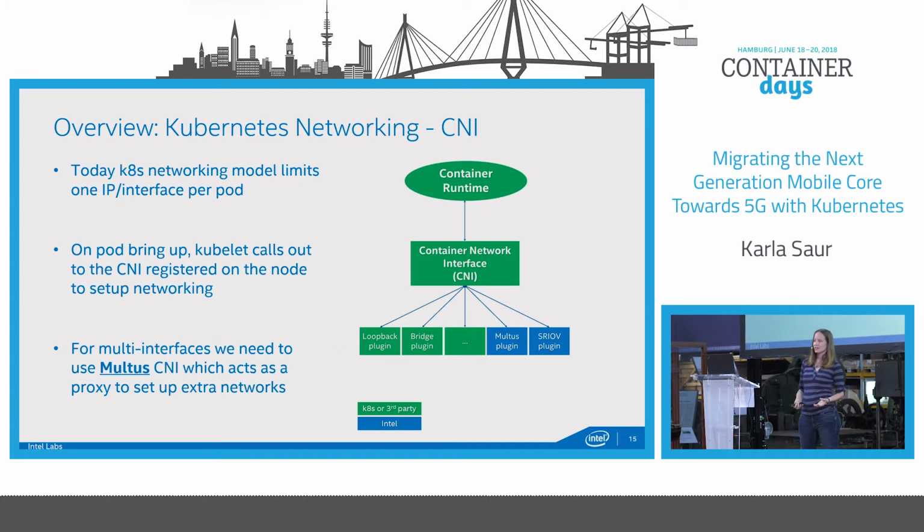But critical to our setup is this Multus plugin. Multus allows you to have multiple network interfaces within your pod. And so Multus is actually acting as a proxy to set up these extra networks. If you're interested in these a bit more, there's several white papers out there on this, or you can just search for a GitHub Multus plugin or GitHub SRIOV plugin. All the code is out there, open source, and pretty well documented.